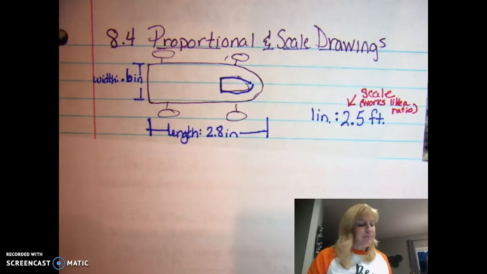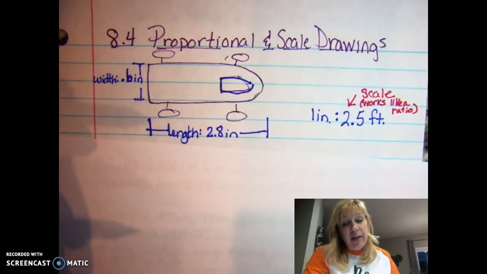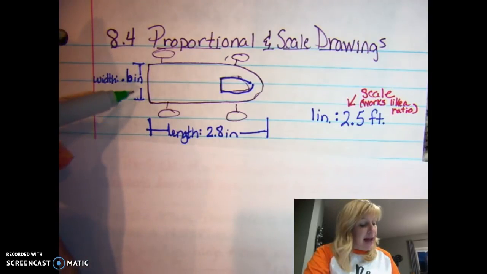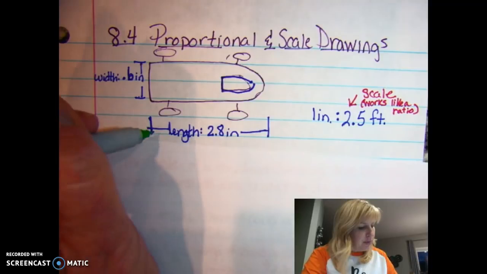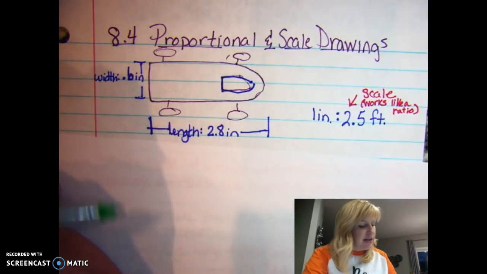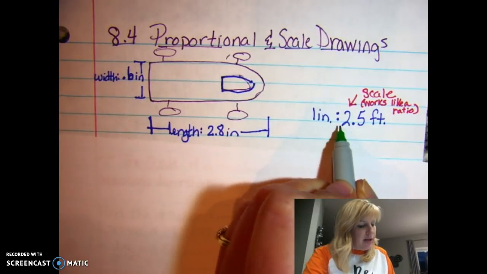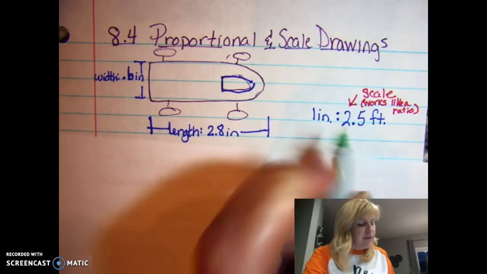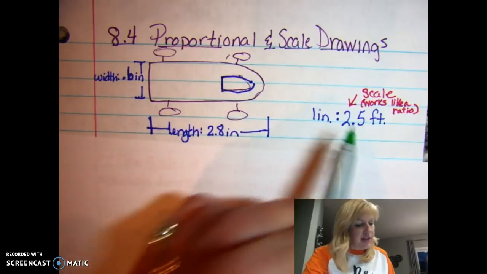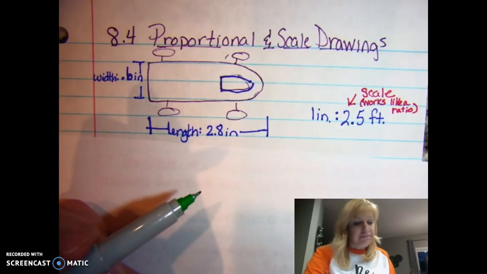Okay, so I drew, no laughing, a scale drawing of a car. Now, admittedly, this is not super exact, but we are pretending that the length here, if we got out a ruler, would be 2.8 inches, and the width here is 6/10 of an inch. Over here, you see that 1 inch is proportionate to 2.5 feet. So for every 1 inch that we would measure, that's an actual 2.5 feet on the actual car.